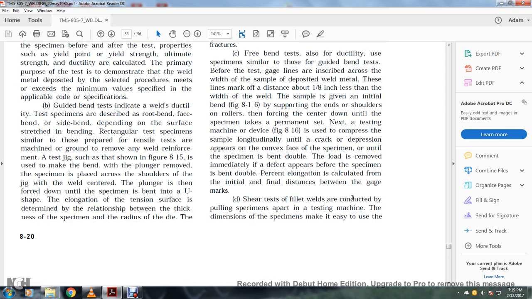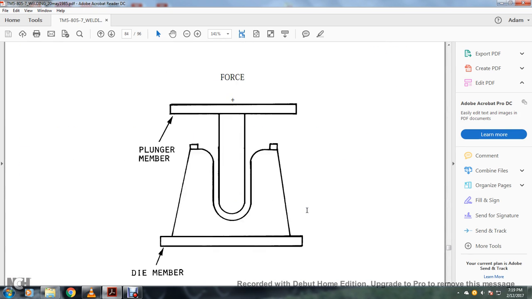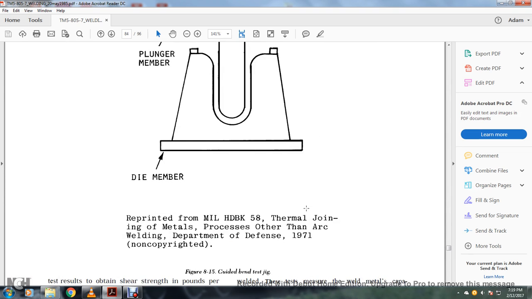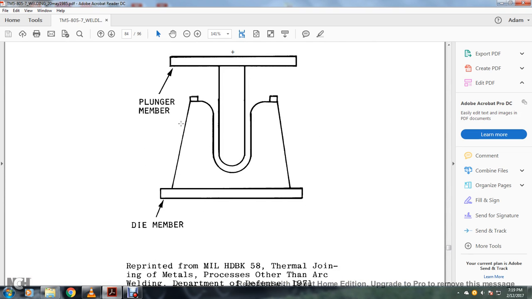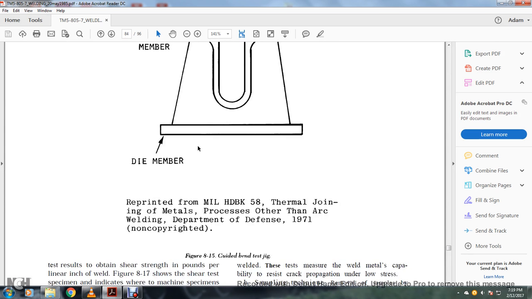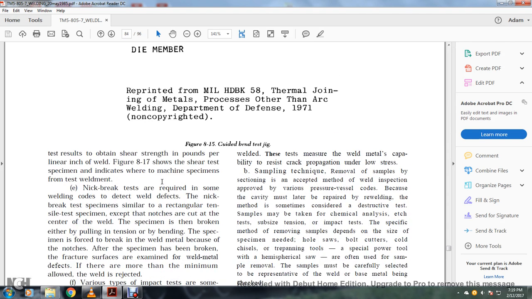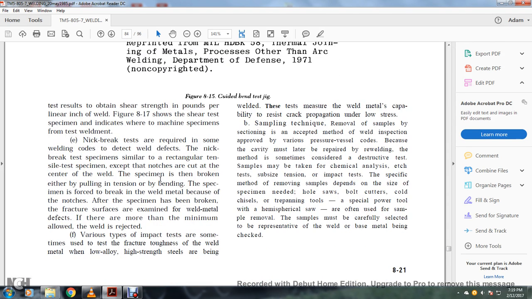Shear tests on fillet welds are conducted with the whole specimen apart in the testing machine. The dimensions of the specimens make it easy to use. It shows figure 8.15, the guided bend test, the die member, the plunger member. Test results give the shear strength in pounds per inch of the weld. Figure 8.17 shows the shear test specimen, indicating where the specimens are machined from the test weldment.